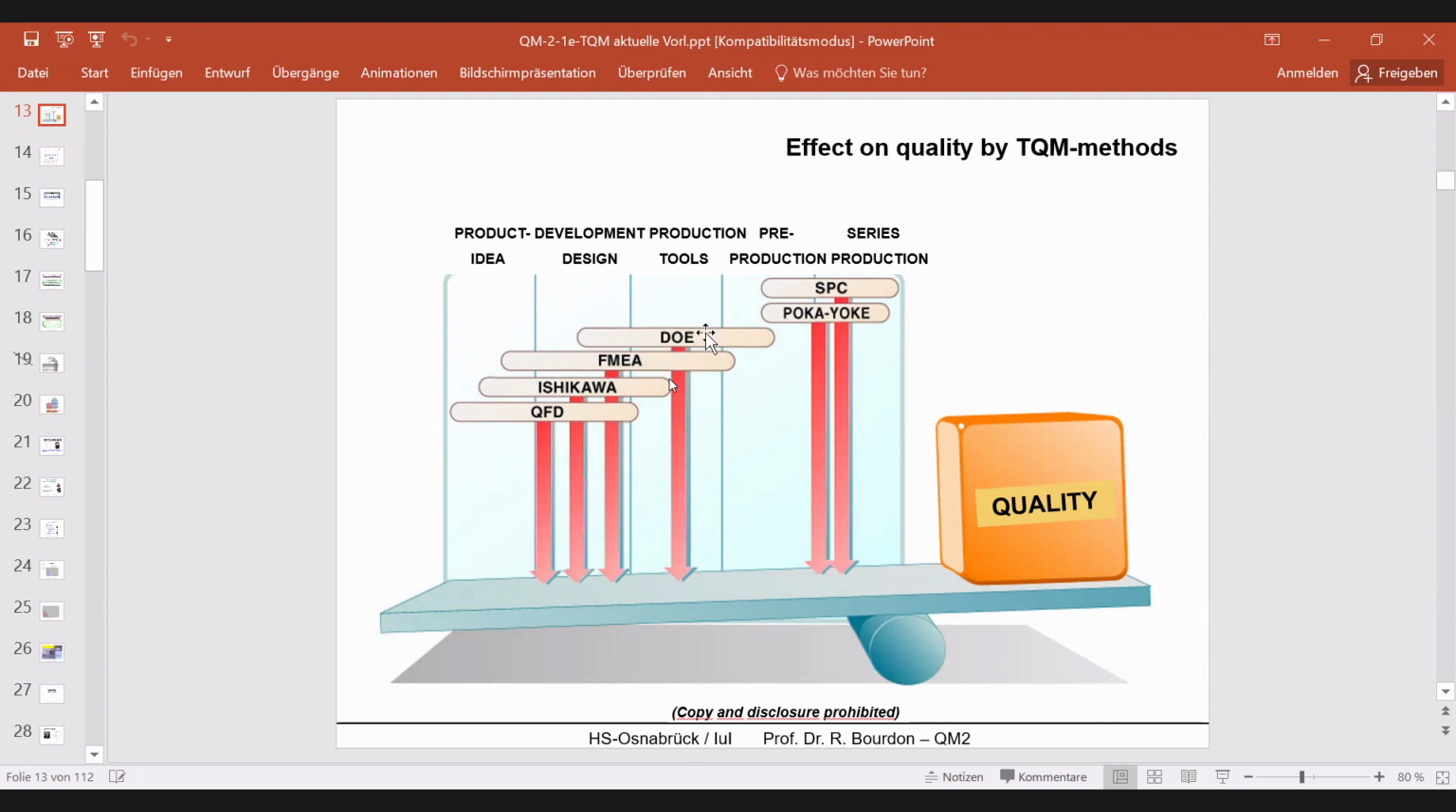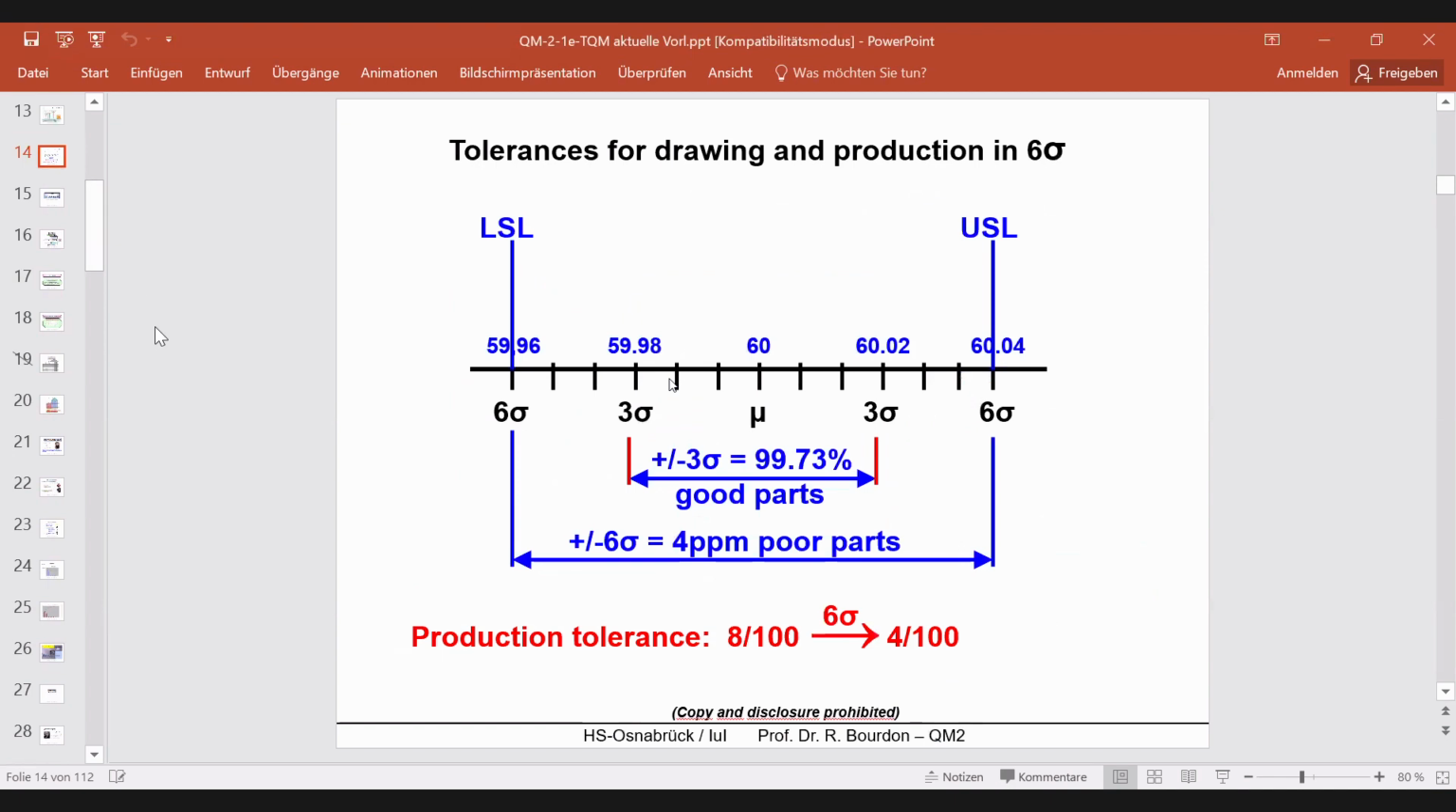I will show you later. Also DOE, design of experiments, also SPC, statistical process control, and PDCA. These are the most popular TQM methods, and they have an impact on the quality. Of course, these methods, which are used in a very early phase of the design and planning process, have the most impact. The later the method is applied, if it is in the production, the impact maybe is not as high as the impact if we use the methods directly here in the planning phase. What does Six Sigma mean? You can see it here on the sheet.